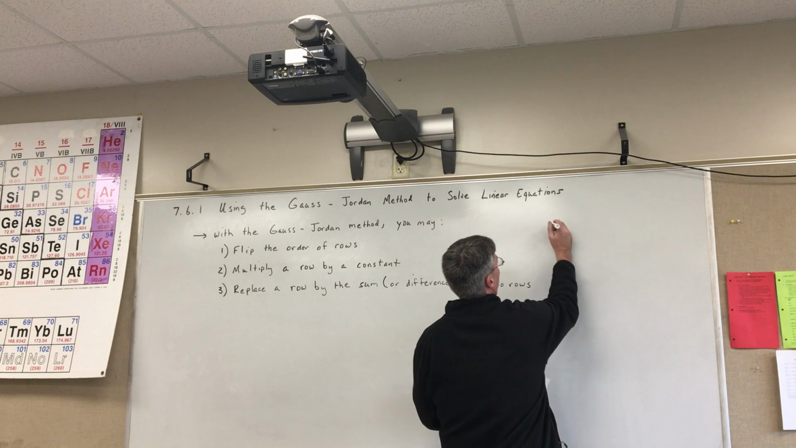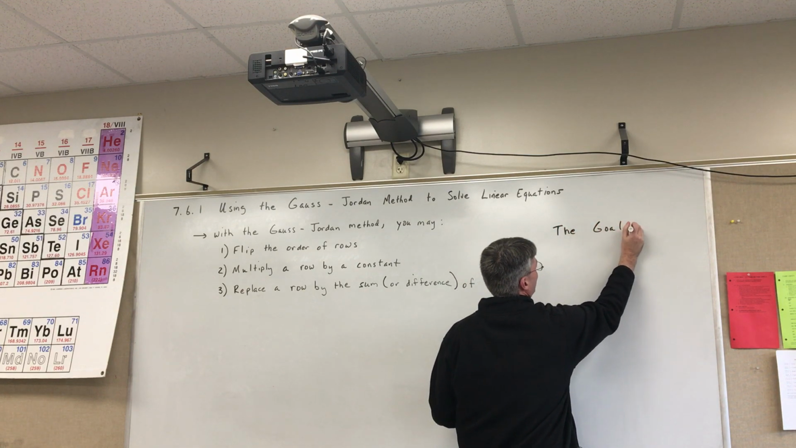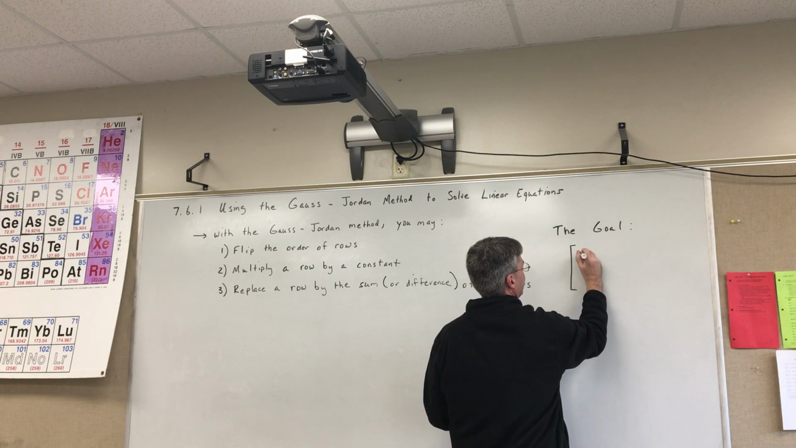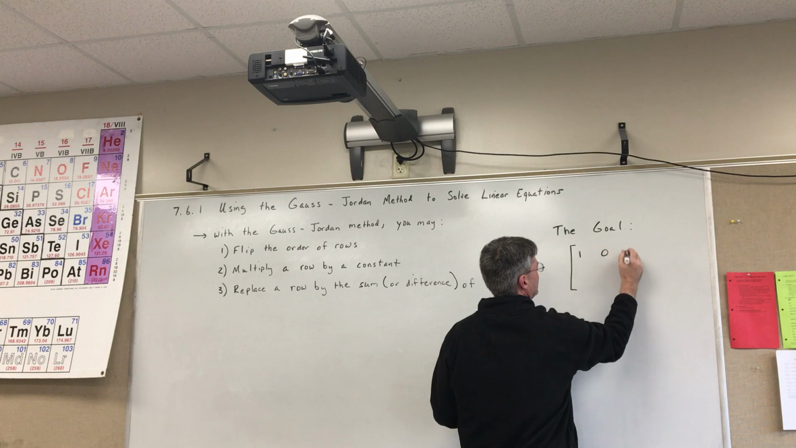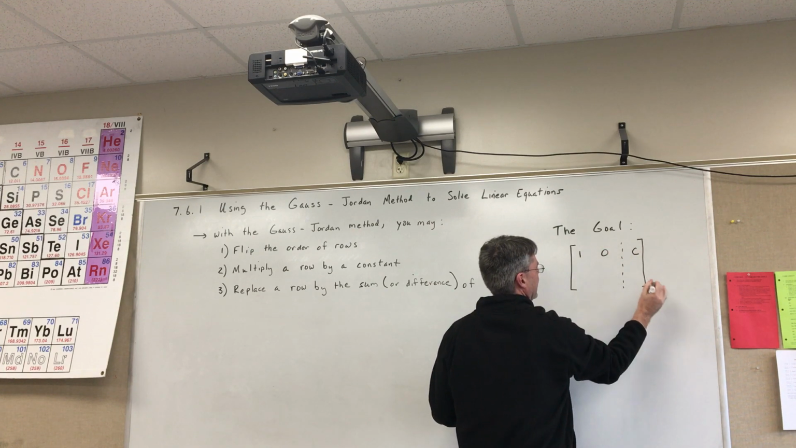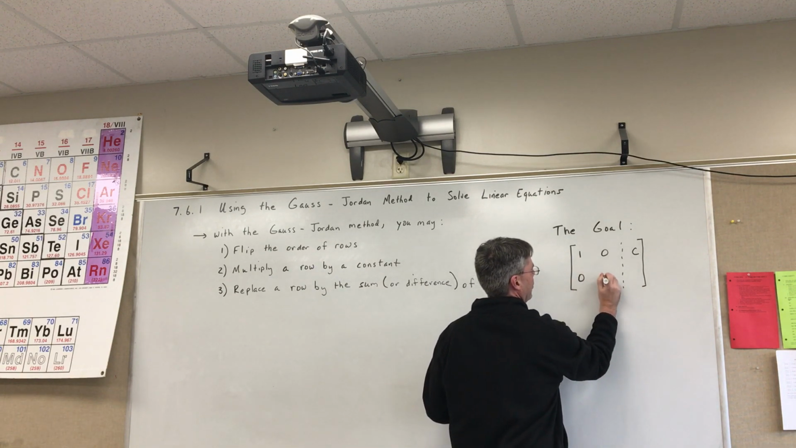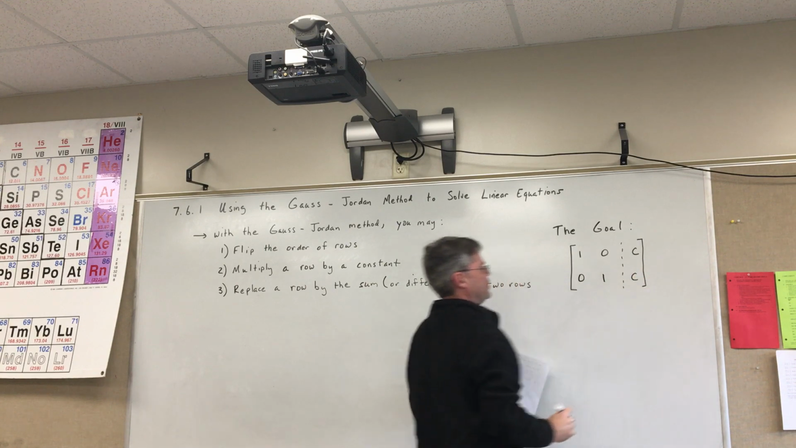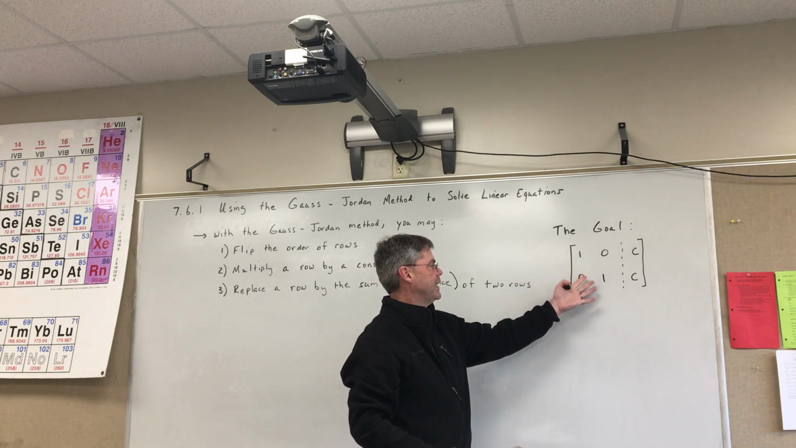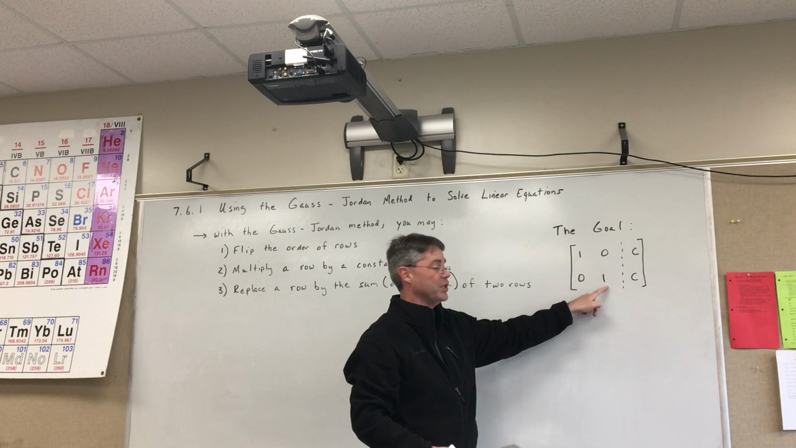So the goal, so we're going to work with these matrices, and we want to get something that looks like this: 1, 0, and then some constant. And that constant will be the value for x. And then 0, 1, and some constant. So we're going to work with our matrix until we can get something like this. And it's okay if the top is 0, 1, and the bottom is 1, 0.